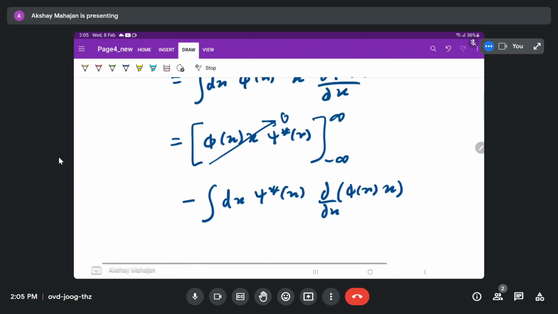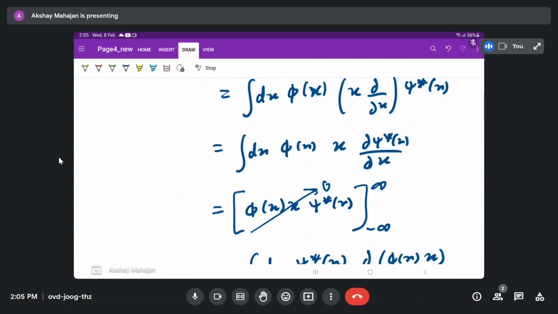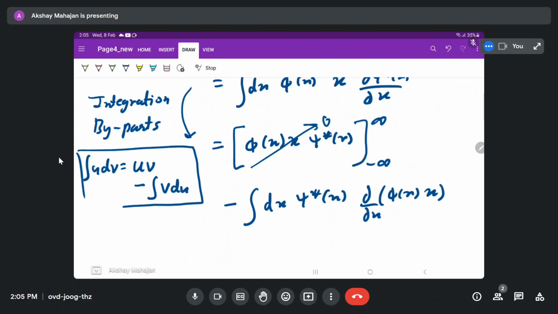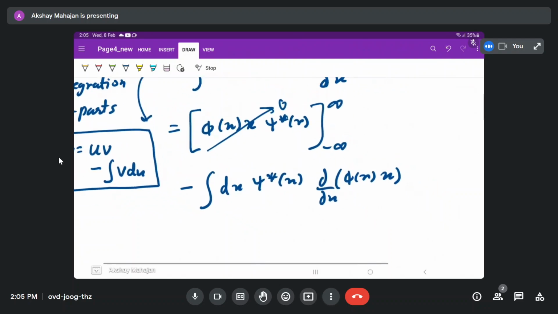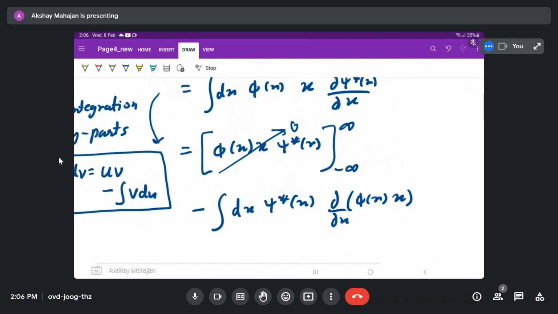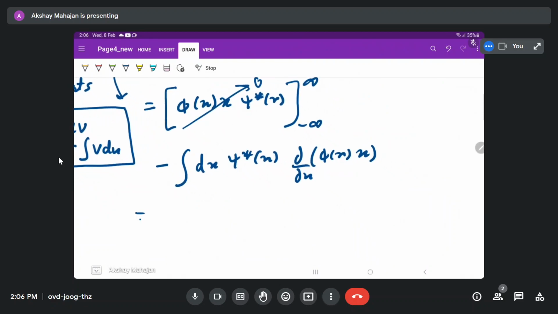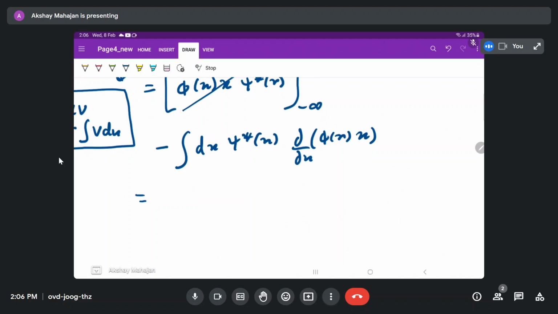Right, what we are doing here is integration by parts. If you have integral u dv, it would be written as uv minus integral of v du. This is the formula that we are using. So we integrated our dv, del psi star over del x, and that will be 0 because wave functions are 0 at plus minus infinity. And then we have minus integration dx psi star of x and del by del x of the remaining function phi x times x.